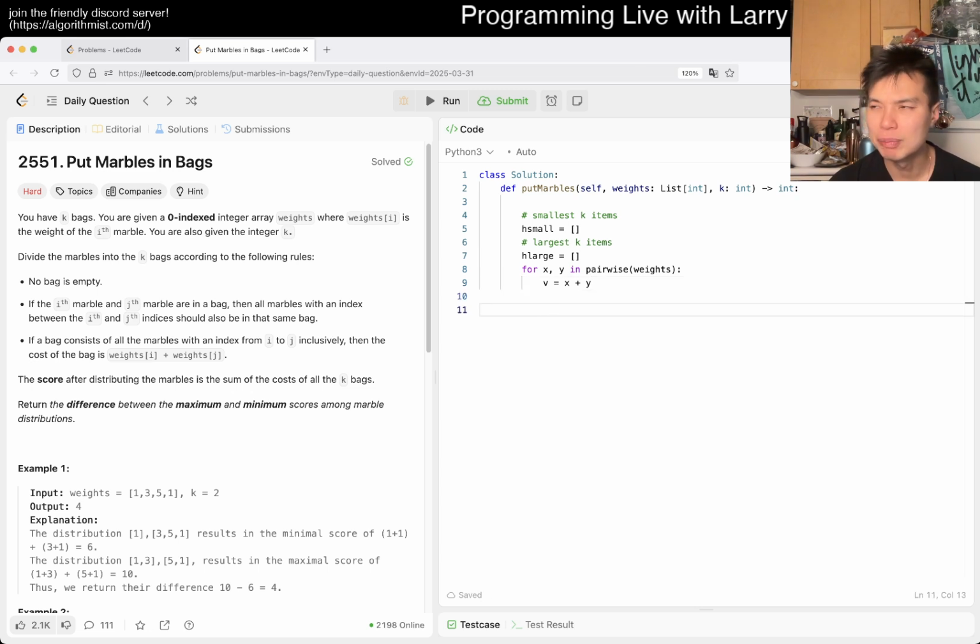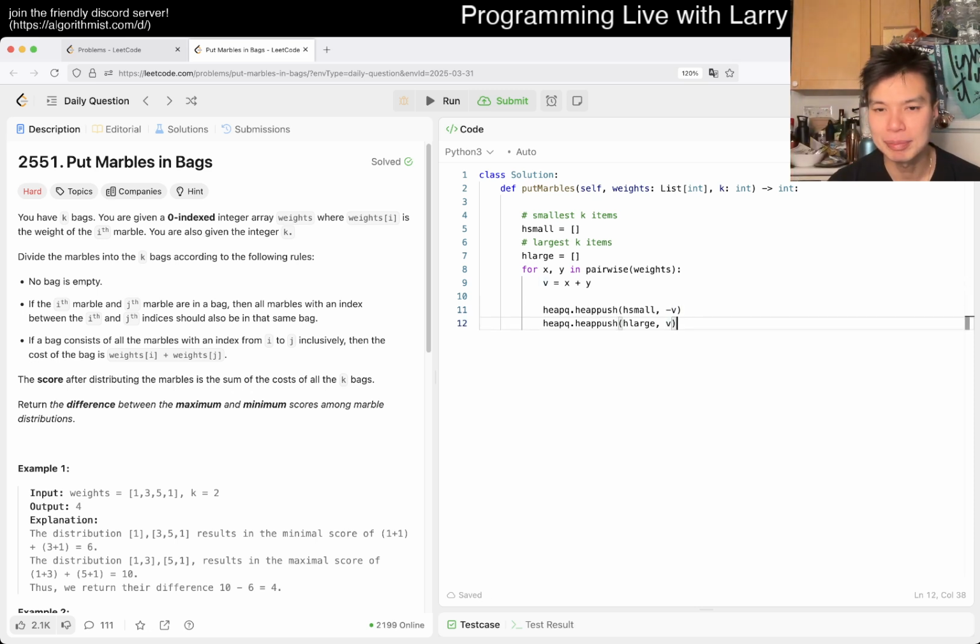And then for small, we want to keep the small ones, so we want to remove the largest number. To remove the largest number, heapq in Python is a min heap, so we have to convert it to a max heap by doing a negative. And that's really it. And we'll do the same for h large, but of course it's just a regular min heap because you want to remove the smallest number, right?